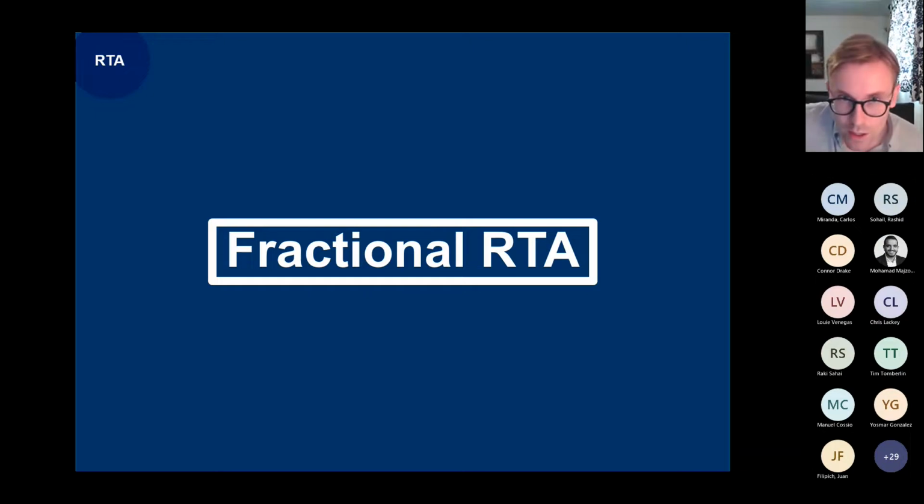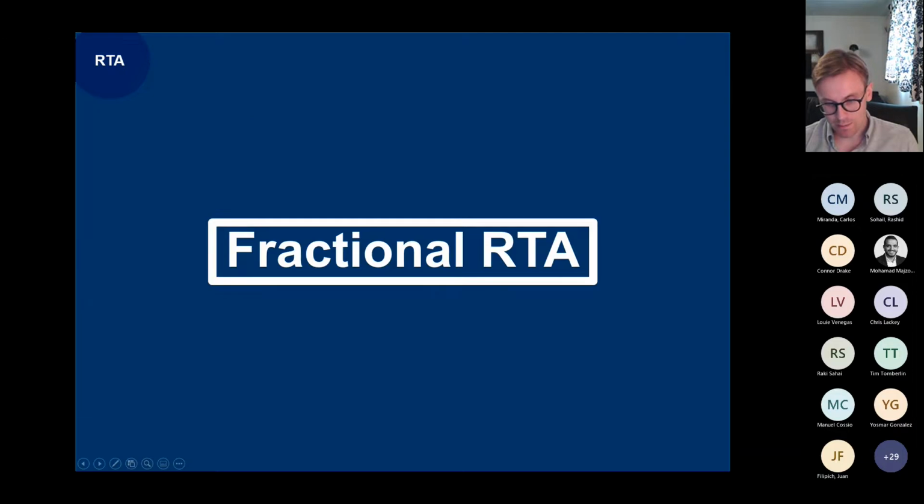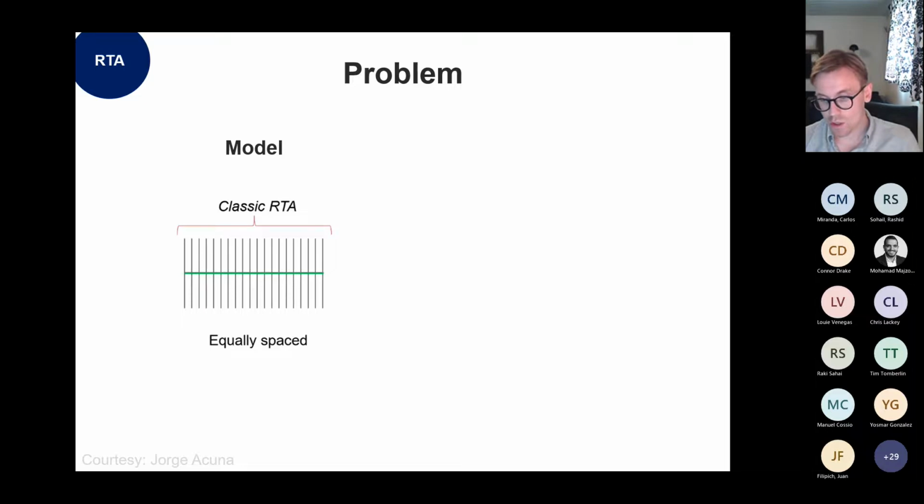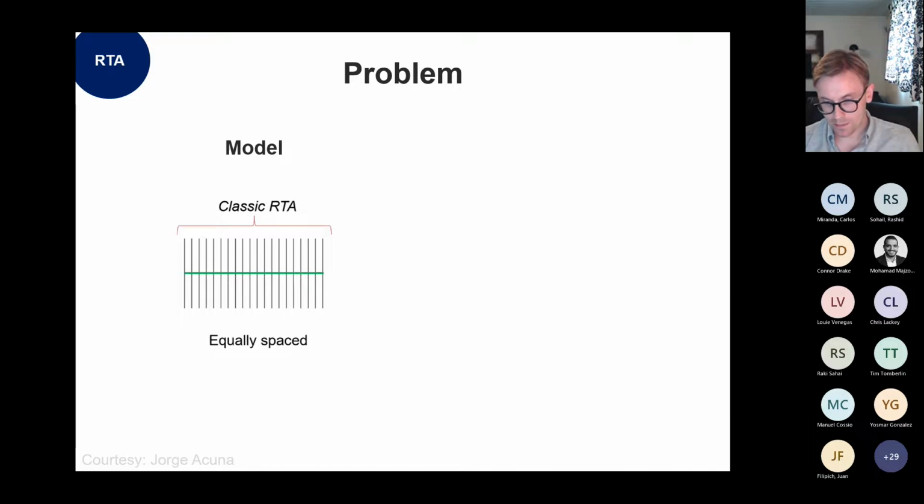Okay, so we're ready to get started again. The last part on the theory, at least on the RTA topic, is the fractional RTA piece. And in general, what we talked about earlier, the main problem with any type of classical RTA method, whether that's numerical or the analytical version of that, the square root of time plot, is that it assumes equally spaced fractures. That is for both the numerical and analytical version.